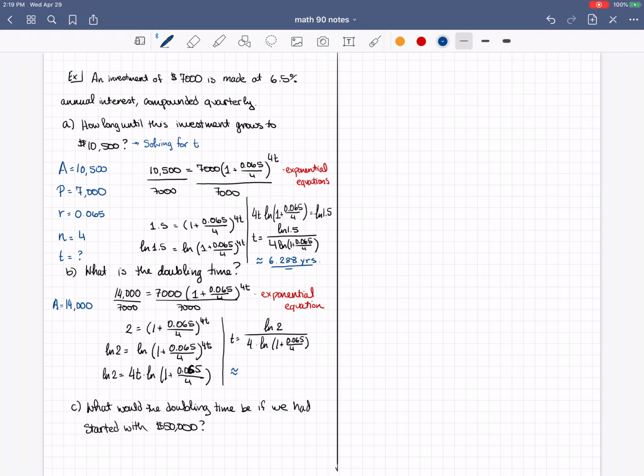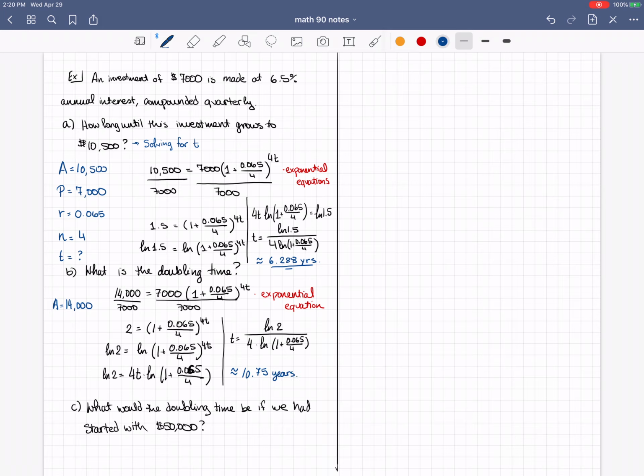A lot of it is the same work. So if you have a good scientific calculator, you can just reuse everything you wrote here. So we're taking the natural log of 1 plus 0.065 over 4 times 4. And then we're dividing the natural log of 2 by that. So we have 10.75. I am using 3 decimal places, but the next decimal place is 0. So 10.75 years.